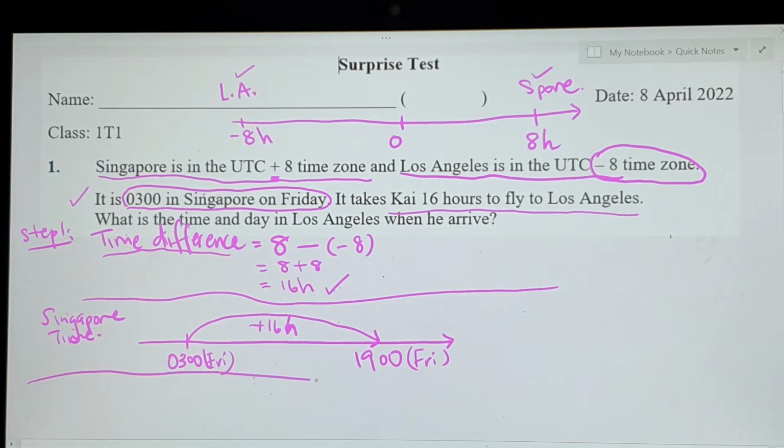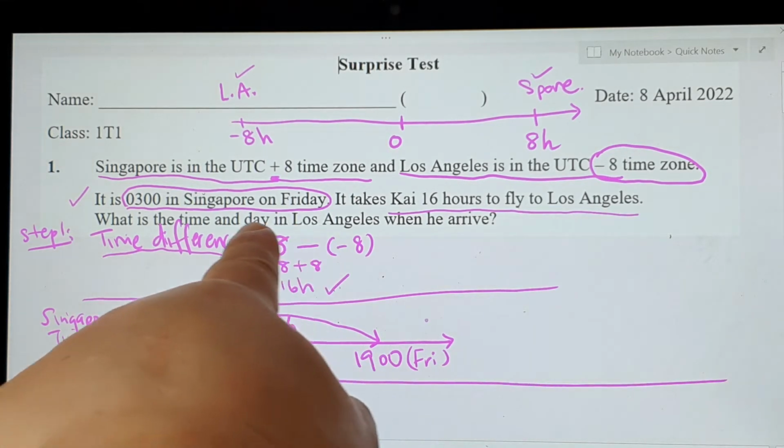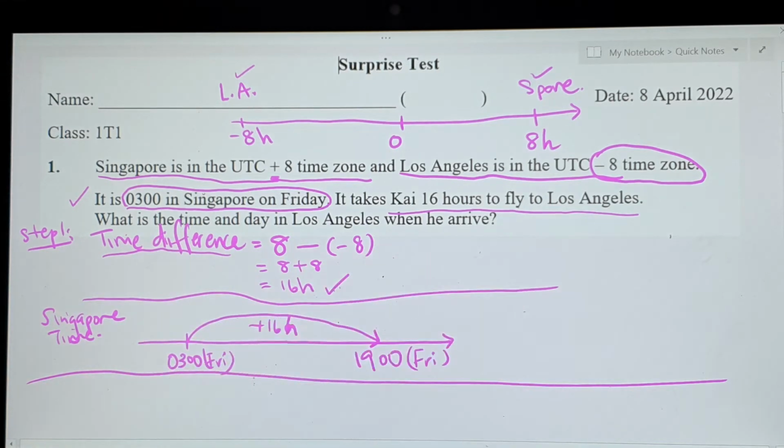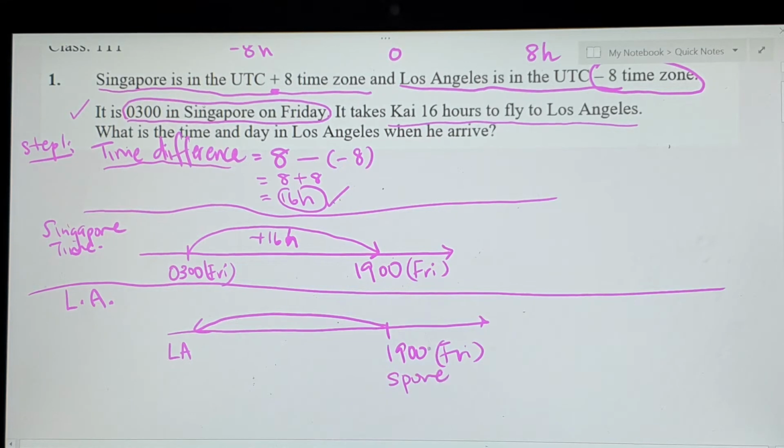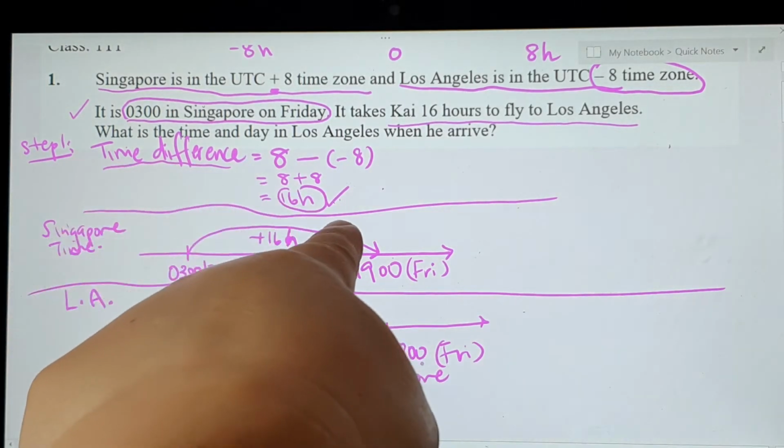correct? The question wants Los Angeles time when he arrived. So how do I do that? So Los Angeles, we now have to use the time difference. We know that he will reach at 1900 hours Friday. Okay, so now I know that Los Angeles and Singapore, the time difference is 16, right?